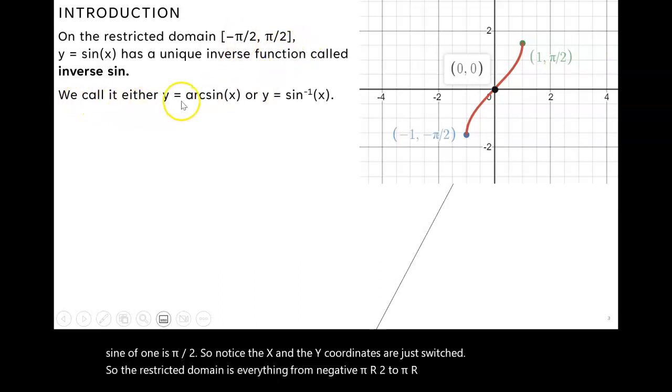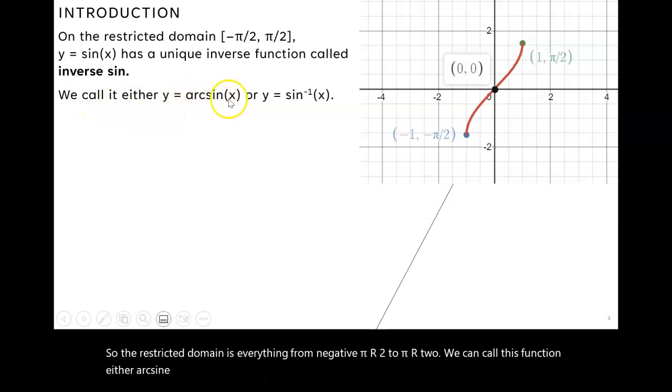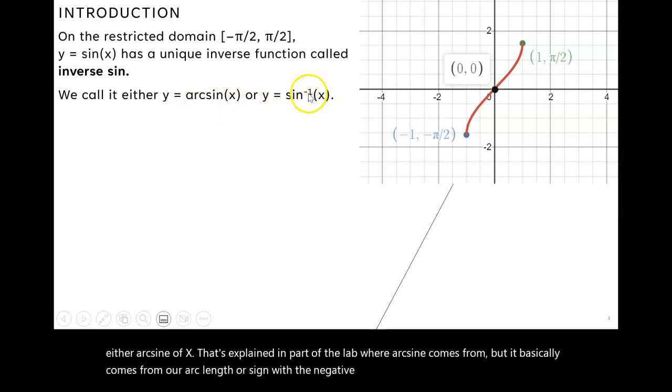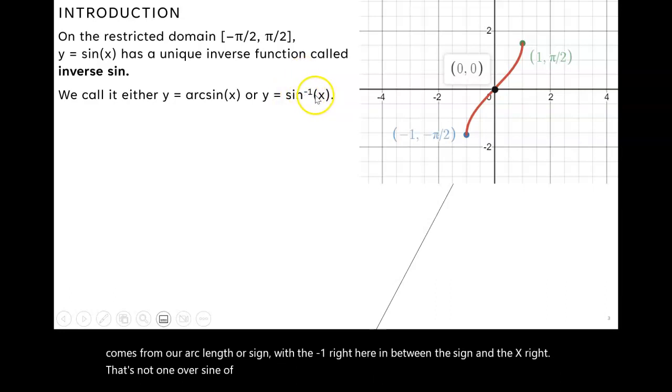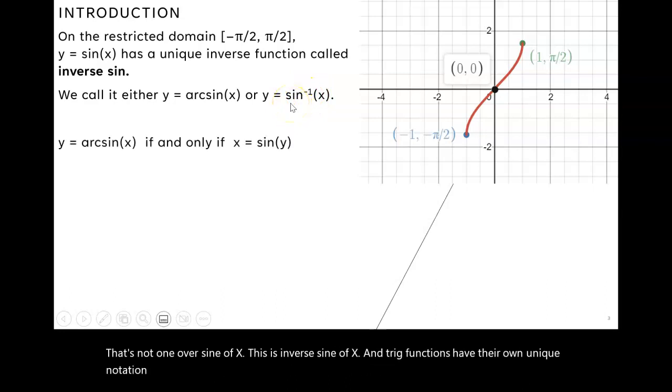We can call this function either arcsine of x, which is explained in part of the lab, where arcsine comes from, but it basically comes from our arc length, or sine with the -1 right here in between the sine and the x. That's not 1 over sine of x, this is inverse sine of x, and trig functions have their own unique notation there. But what this means is y equals arcsine of x if and only if x equals sine of y.